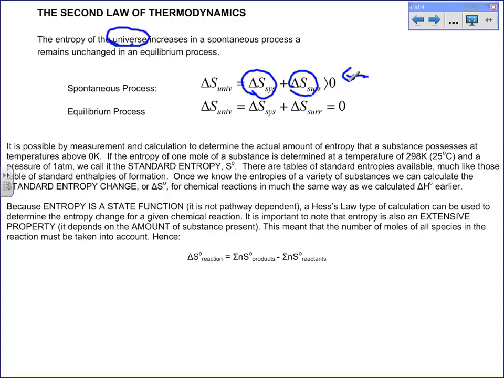Now, one of the things that is unique about entropy is that it's different from H in that you're going to be given the standard entropies, and they're going to be absolute values rather than being given the changes in entropy. So if you look at Appendix 3 in your textbook, you'll see the thermodynamic data for a number of substances. If you look to those, that's where we found our heats of formation.